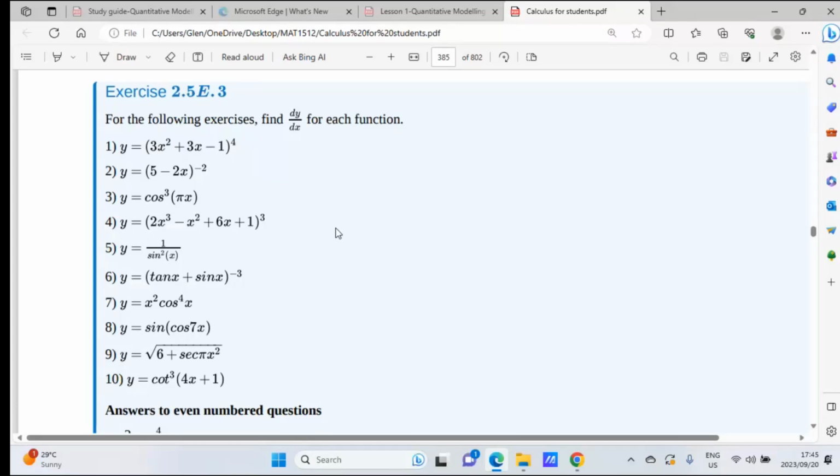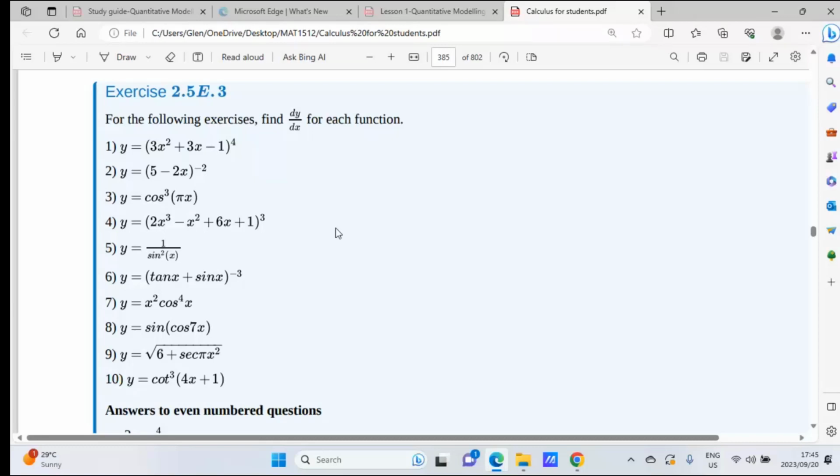Can somebody give us the answers for number 9 first? Okay, for number 9, what I got in the numerator is negative pi x tan in brackets pi x squared multiplied by sec in brackets pi x squared, all over the square root of 6 minus sec in brackets pi x squared. That's number 9.